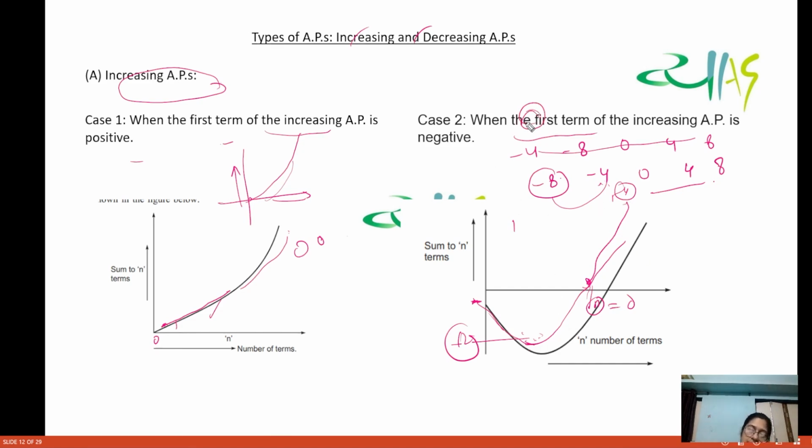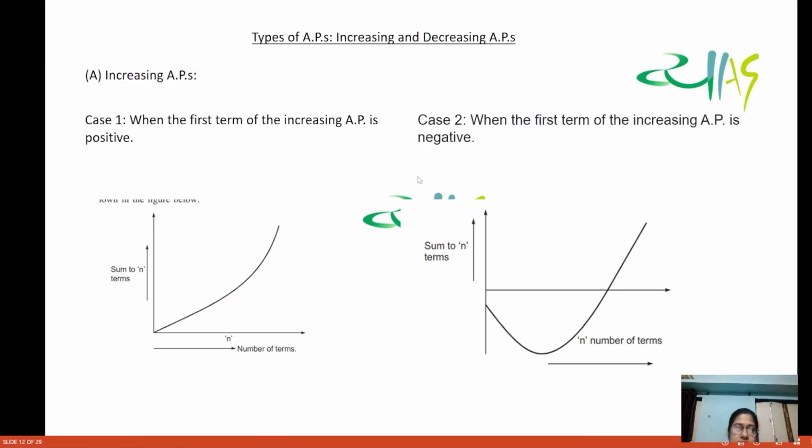So if the first few terms are negative, then your sum first goes a bit negative, then 0 comes, and then it will increase. But if the first term is positive, then you will have an increasing AP. So I hope everybody is now okay with this concept. So let's move on.